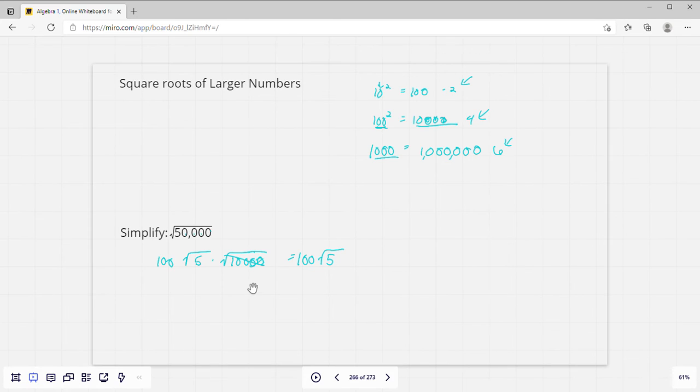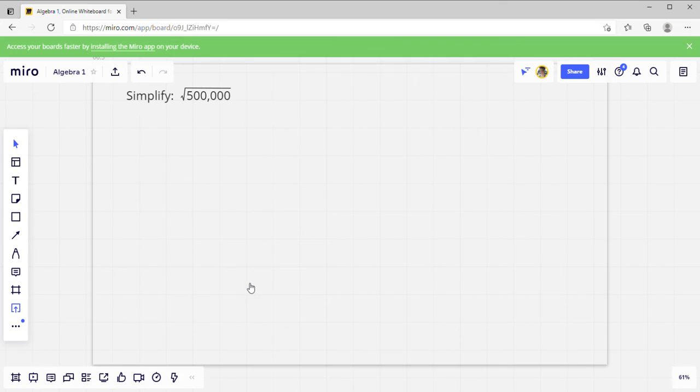Let's try another one like that. All right, so first we're going to count the zeros. We've got 1, 2, 3, 4, 5. So we can only pull off 4 of these. So we're going to say the square root of 50 times the square root of, we're going to pull off 4, so 1, 2, 3, 4. So that's the square root of 50 times the square root of 10,000. See, the 0 stayed with that 5 right there. We said 50, and then we said 10,000 right there with those zeros.